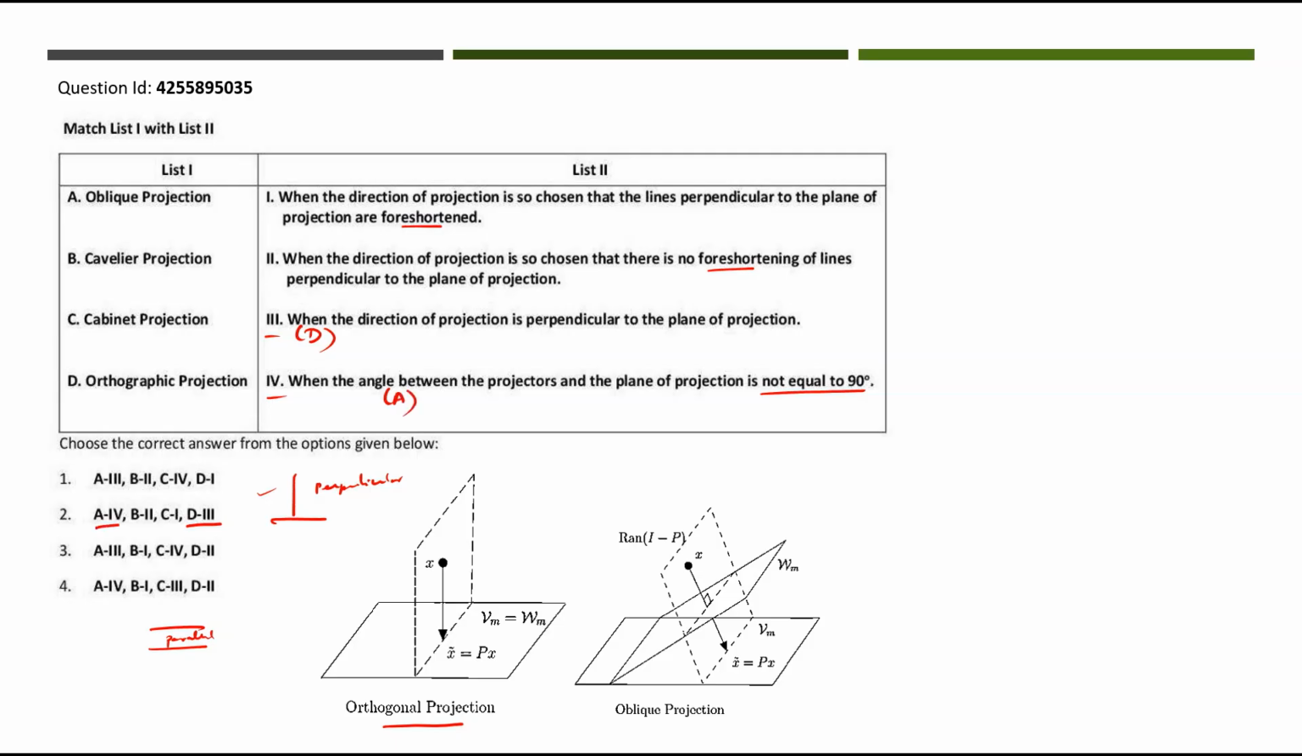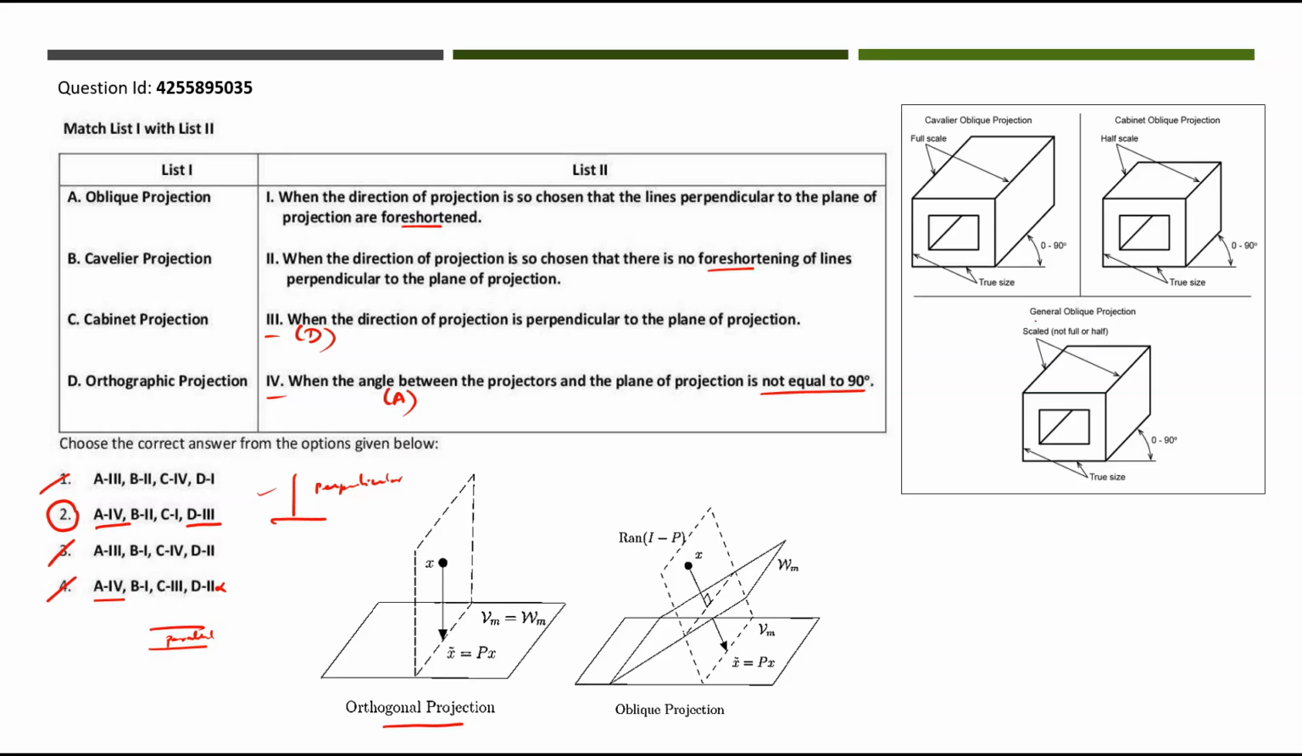A4 is available here. Actually it is available in both the places, but here D is wrong. So we can rule out 4, and from D we can rule out 1 and 3 also. From D itself we can rule out 1, 3 and 4 options. We can say option number 2 will be the right answer. Now we have to see how B is 2 and C is 1.